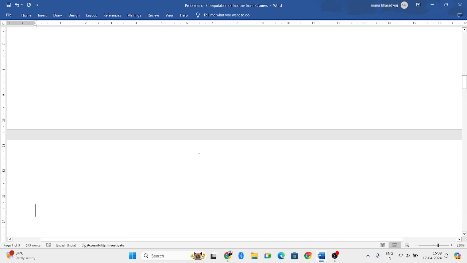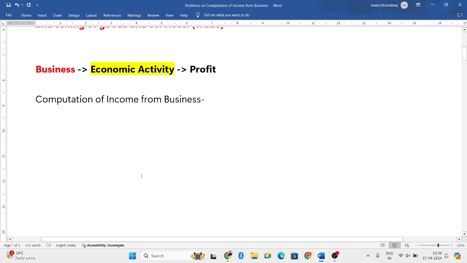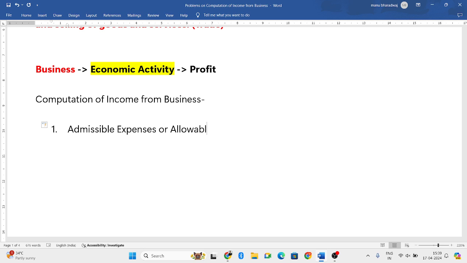In order to calculate the taxable income from business, we need to consider four important items. The four important items are admissible expenses, which we also call allowable expenses. So the first item is admissible expenses or allowable expenses. The second one is inadmissible expenses or not allowable expenses.